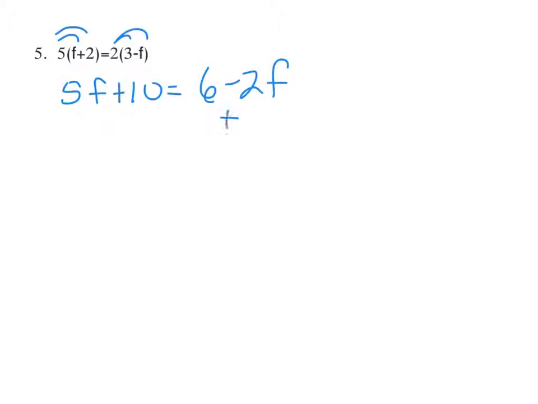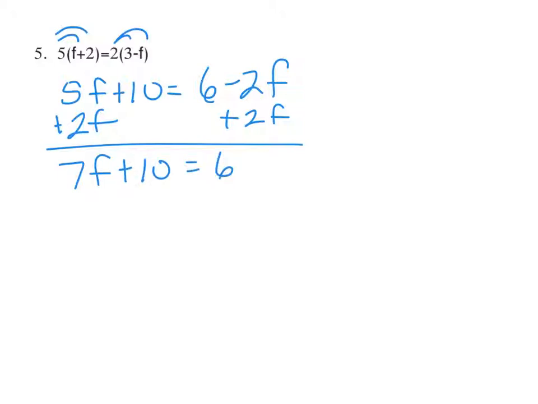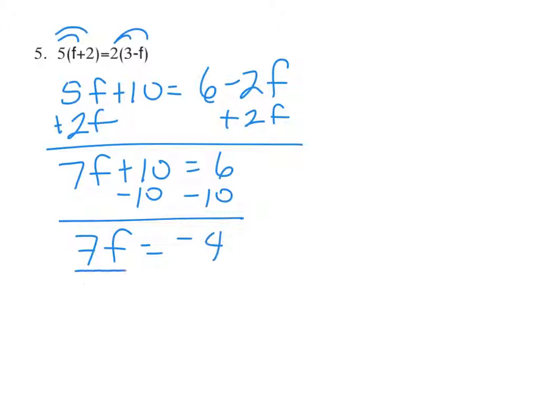Again, the first thing we want to do is distribute. So I'm going to have 5f plus 10 equals 6 minus 2f. Now to get my variable on one side, I'm going to add 2f to both sides of the equation. So I've got 7f plus 10 equals 6. I can subtract 10 from both sides. So 7f equals negative 4. Divide by 7. And it looks like I just get negative 4/7.